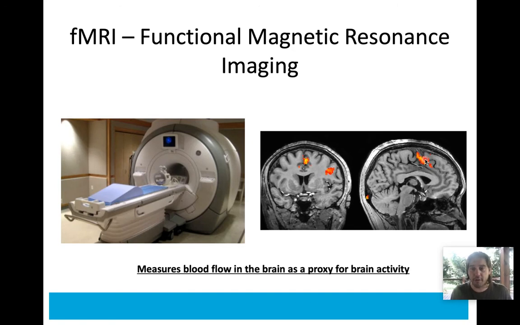Your brain is no different. If a piece of your brain is working really, really hard, then your body sends blood to that area of the brain to help it. And so we use blood flow as a proxy for brain activity.